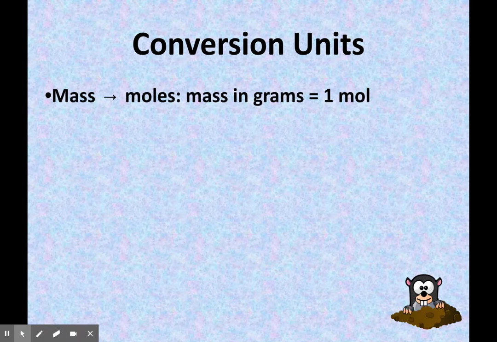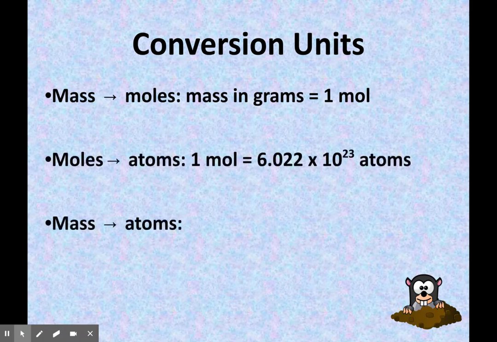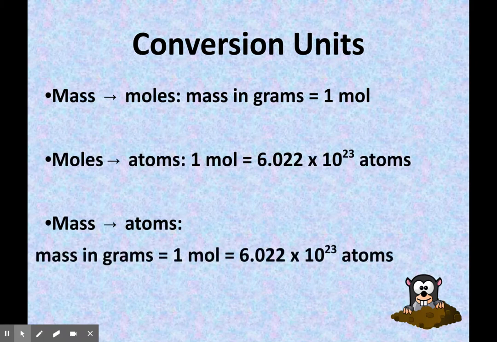So conversions. These are some things we've touched on before, but remember that your mass is always going to be in grams, and the grams are going to come from the periodic table, and that will always equal 1 mole. 1 mole equals Avogadro's number of atoms. And then the mass in grams is equal to a mole, which is equal to 6.022 times 10 to the 23rd atoms. If you don't have all of these written down somewhere, you might want to do that.